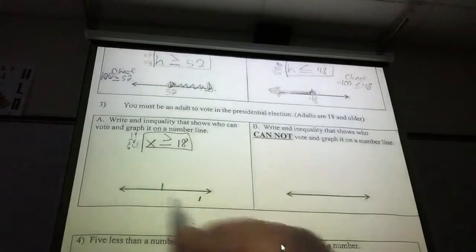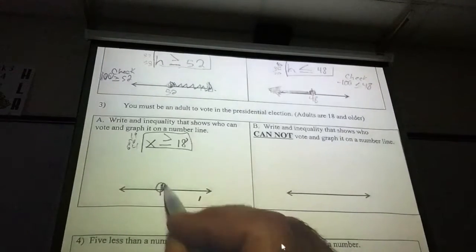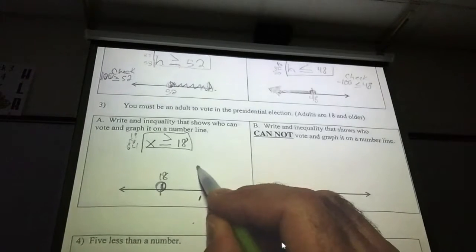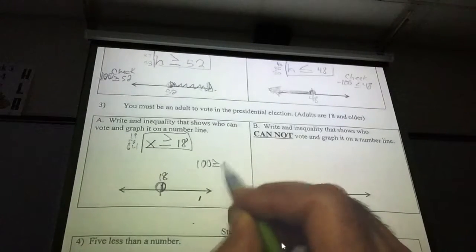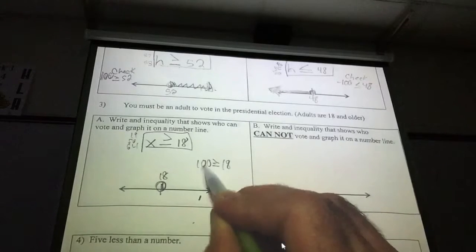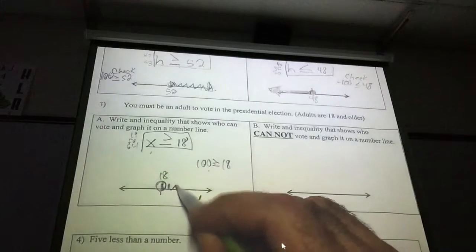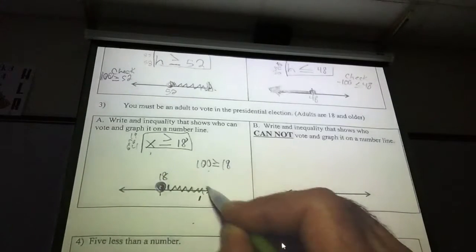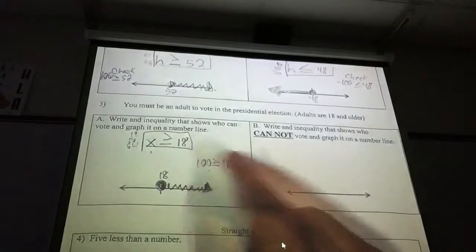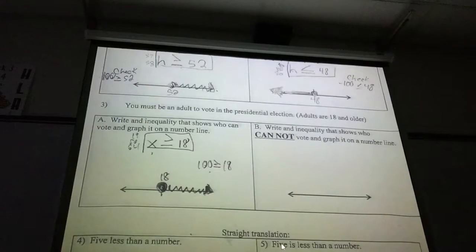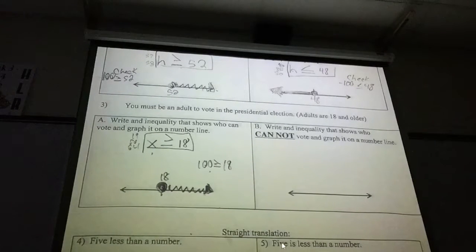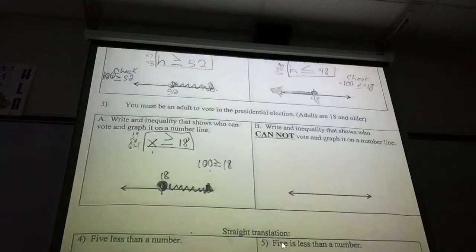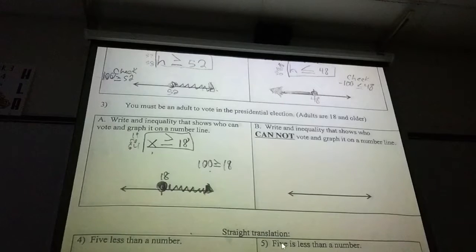We're going to go ahead and put our open circle at 18. And we're going to find out what side to shade. So 100 is greater than or equal to 18. This is true, and we put the 100 in for x. 100 is on this side. Oh, I'm sorry, it is a closed circle, my bad. This is a closed circle because if you are 18, you are able to vote. Go ahead and do part B. Part B asks you who cannot vote, so make the inequality for it and graph it.